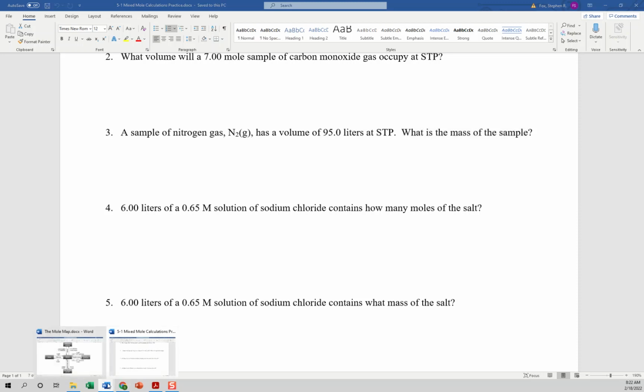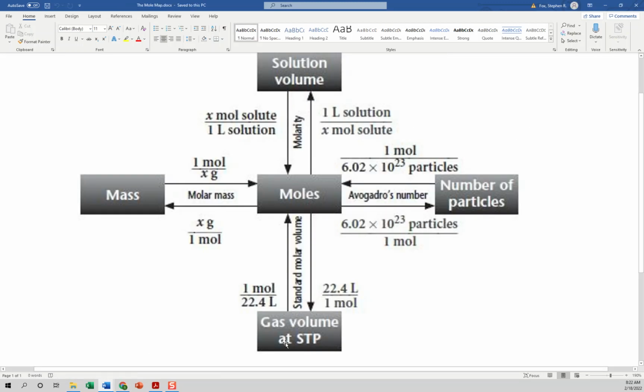So again, let's go back to our mole map and see what we have to do. We're starting here, and we need to get to here. So it tells us to multiply by this ratio, 1 over 22.4. So what is that really telling us to do? Divide by 22.4. And then, again, we're going to use this one to go from moles to grams. We're multiplying by the molar mass. All right, so let's see how that sets up.